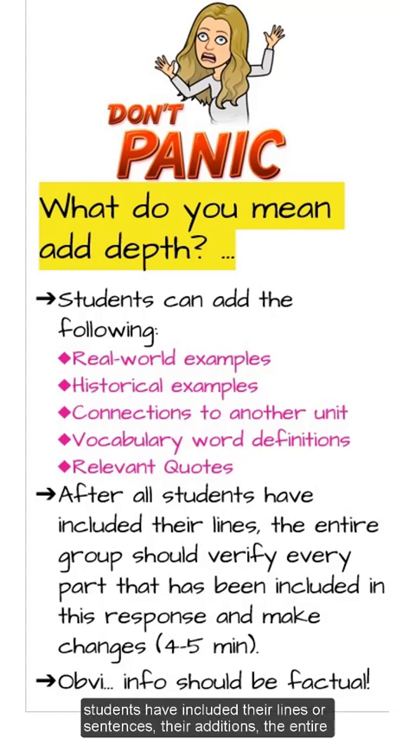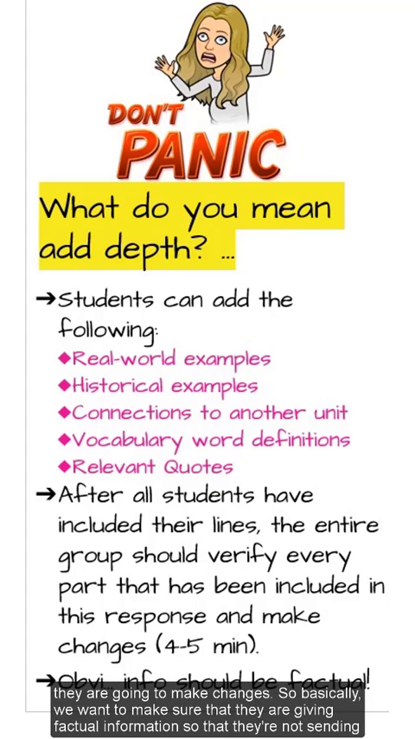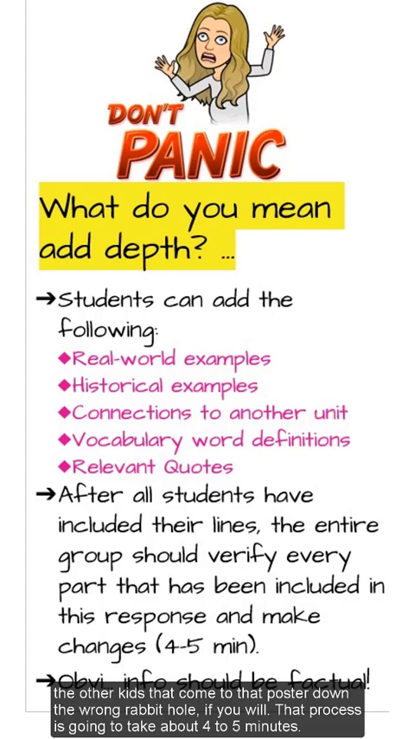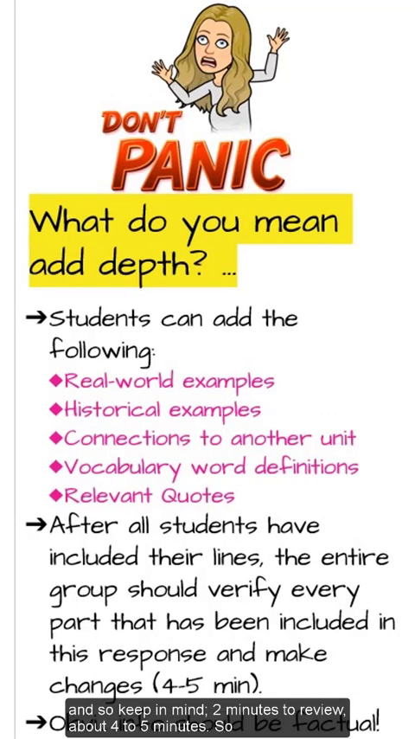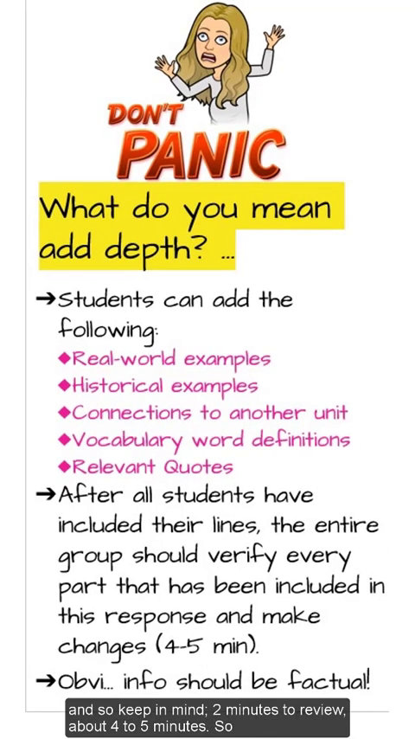After all the students have included their sentences and additions, the entire group should verify that the responses they included are accurate before they make changes. Basically, we want to make sure they're giving factual information so that they're not sending other kids who come to that poster down the wrong rabbit hole, if you will. That process is going to take about 4 to 5 minutes. So keep in mind, 2 minutes to review, about 4 to 5 minutes. So right now we're still under 10 minutes in, and that's even with explaining the directions.